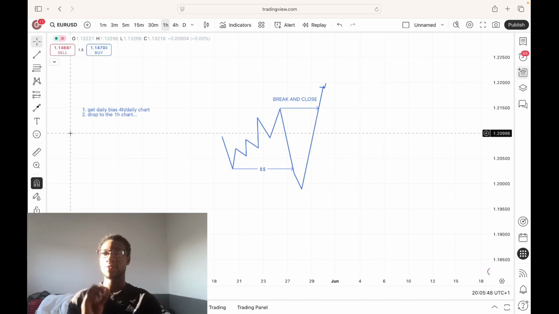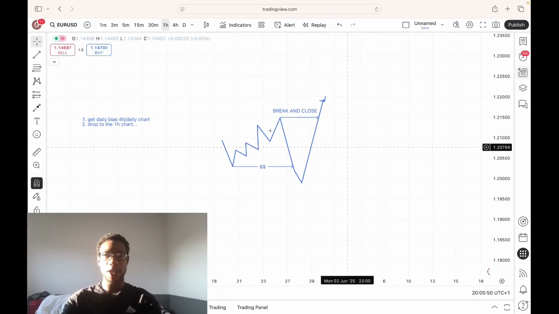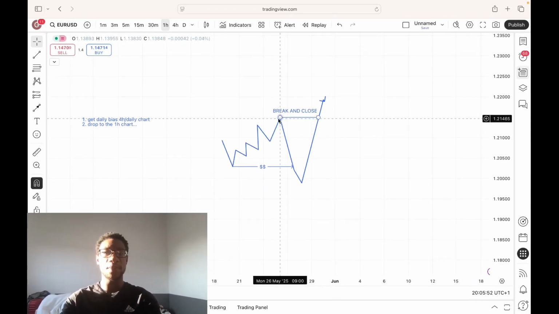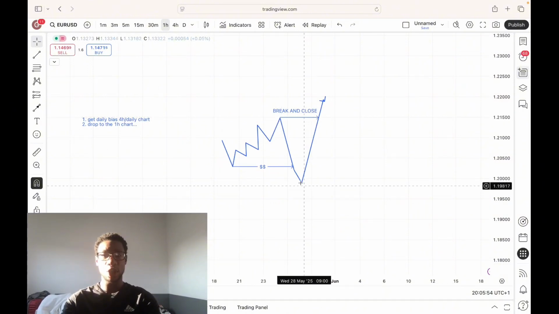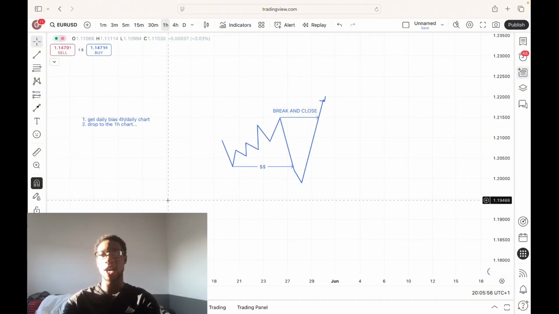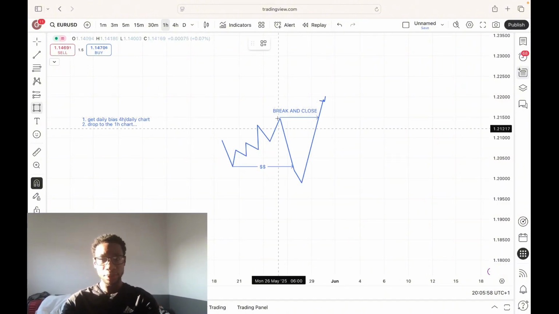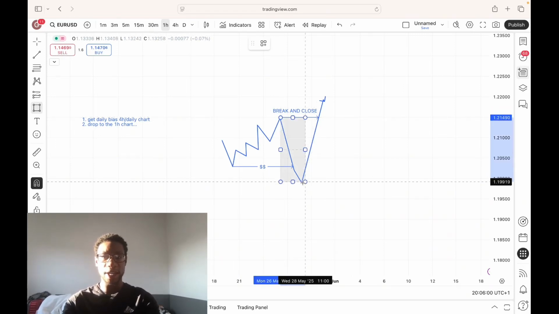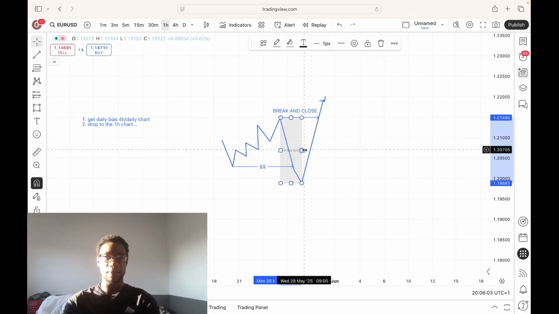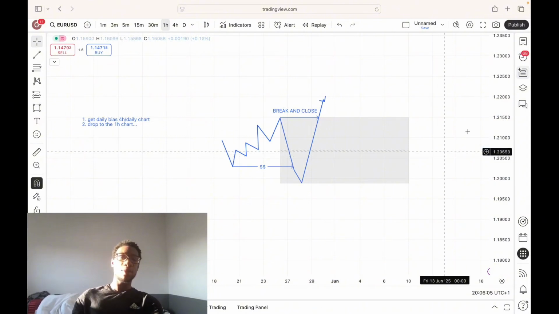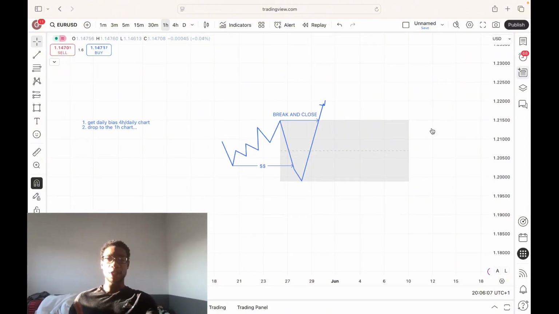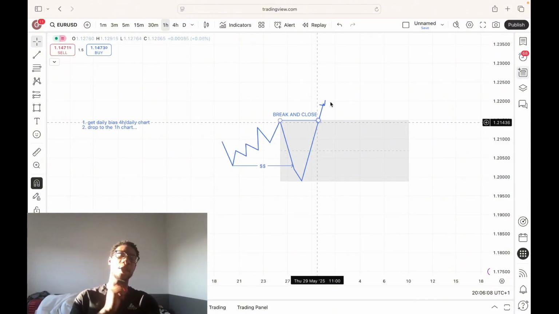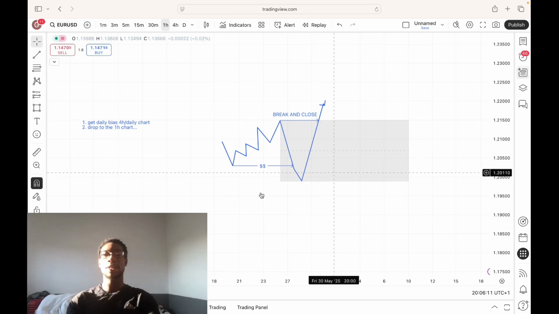Now, once we've had a break and close above this high, the whole range from this high to the last low before we came up and broke this high, that's the institutional candle. This is the institutional candle, and it's as simple as that. Now, we have completed the first step of finding our trade setup in a bullish market. Simple as that.